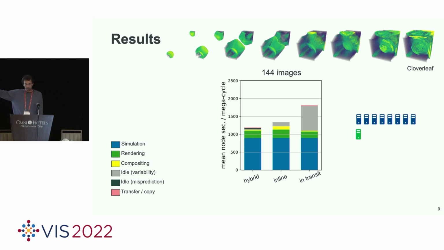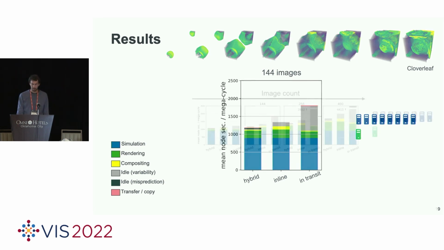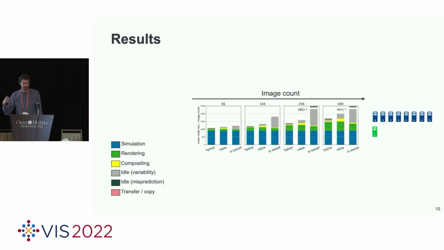You can see that hybrid in situ reduces idle times and with this significantly increases the efficiency of the whole process. When looking at the impact of increasing image counts generated at each megacycle, we can see that the gains with respect to inline and in transit increase accordingly. The reason for that is simply that our hybrid technique has more opportunity for cost savings when there's more work, and there's more variability that we can reduce and more flexibility for dynamic distribution.